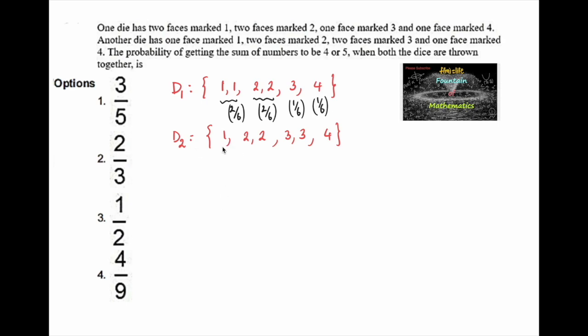Similarly, the probability of getting 1 in the second die is 1 out of 6, the probability of getting 2 is 2 out of 6, the probability of getting 3 is 2 out of 6, and the probability of getting 4 is 1 out of 6. Now the question is the probability of getting the sum of the numbers to be 4 or 5 when both the dice are thrown together.